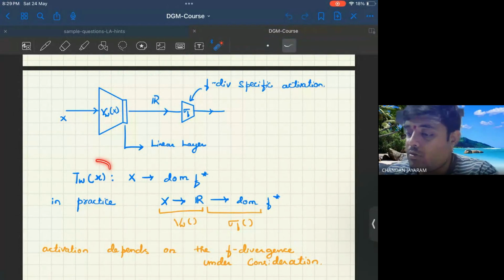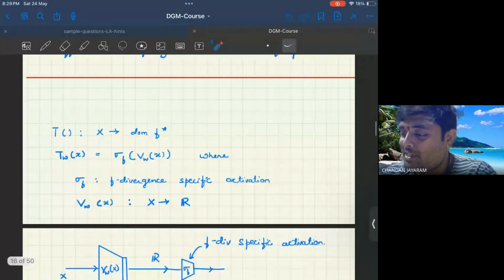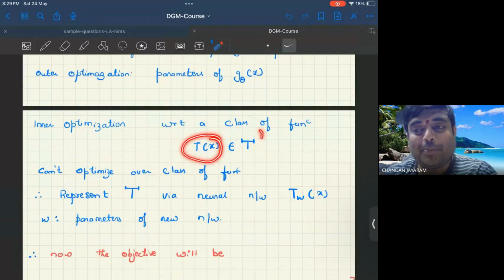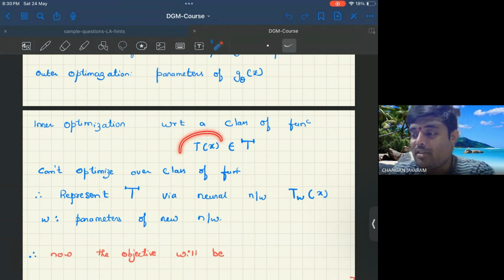Are you referring to this T of X, or let me go to the source itself? Are you referring to this T or this T? Which T? Script T or just plain T? This or this? First one or second one?